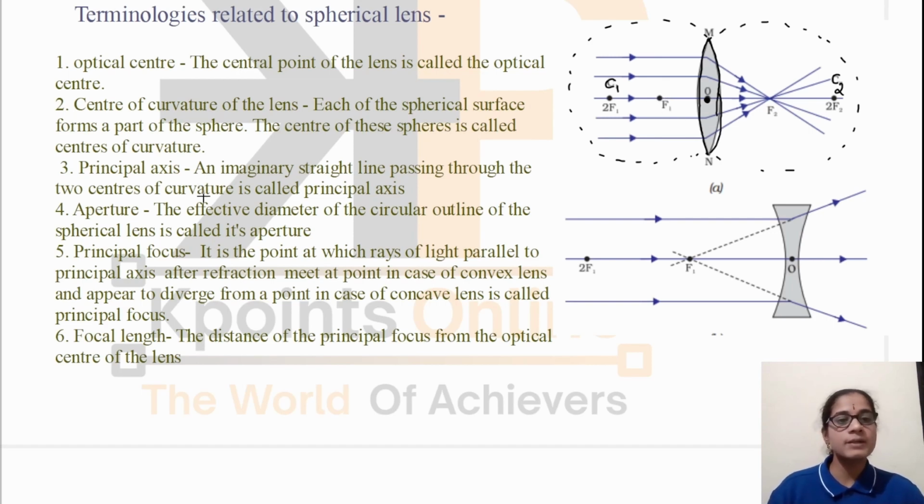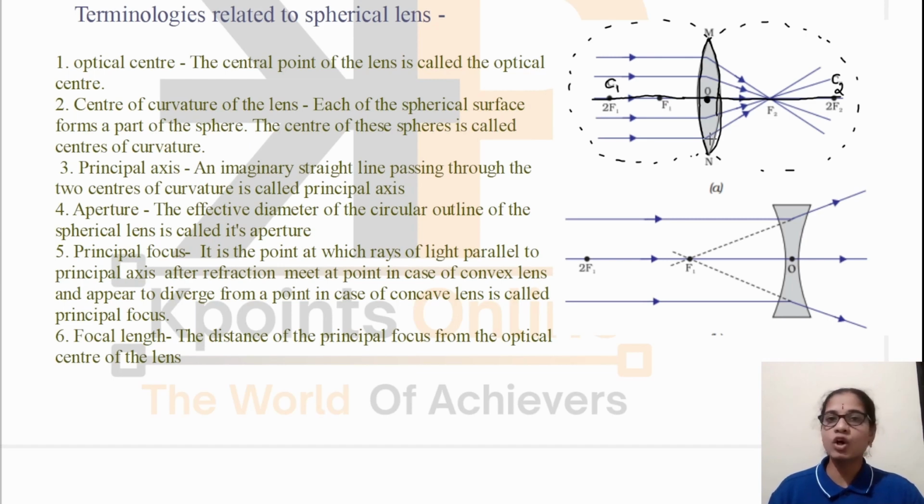Now, principal axis. It is an imaginary line joining the two centers of curvature C1 and C2. Now, aperture. Aperture is the effective diameter of the circular outline of the spherical lens. This is the diameter of the circular outline of this lens, which is called the aperture. And principal focus. It is the point at which rays of light parallel to the principal axis, after refraction, meet at a point in the case of a convex lens and appear to diverge from a point in the case of a concave lens.